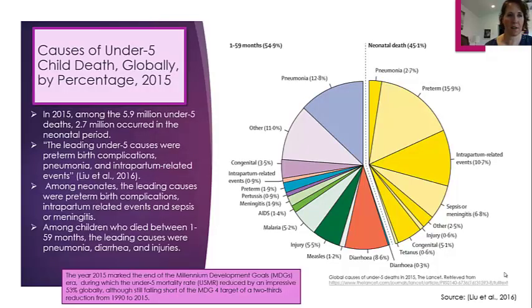For the causes of death under 5 globally, almost half of them occur during the first month of life. After that first month, from months 1 to 59, the leading causes were pneumonia, diarrhea, and injuries.